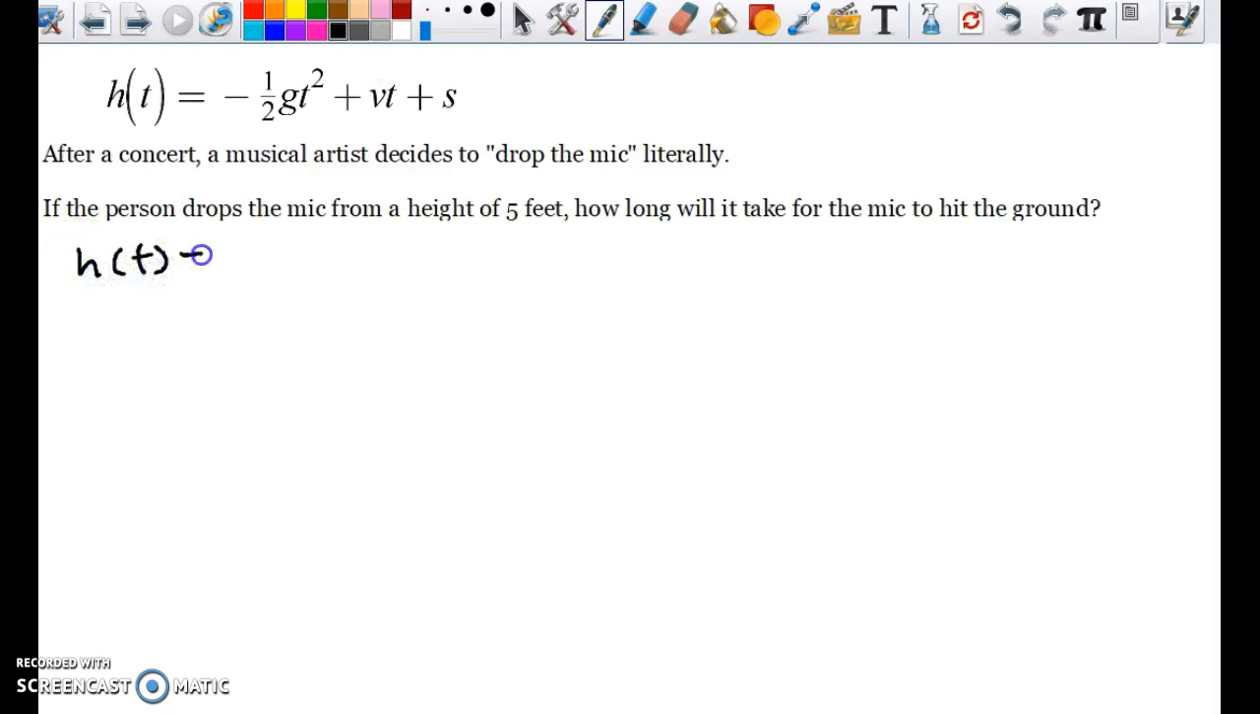What is the ending height? If it's on the ground, what's the ending height? If it hits the ground, the ending height will be 0 feet. That's what I'm going to plug into this equation for h of t. Okay, what's going to go in for the velocity?